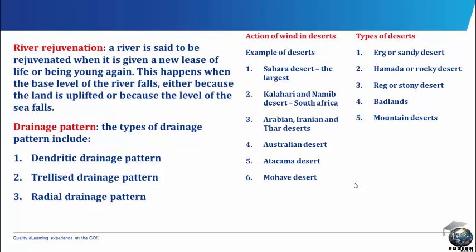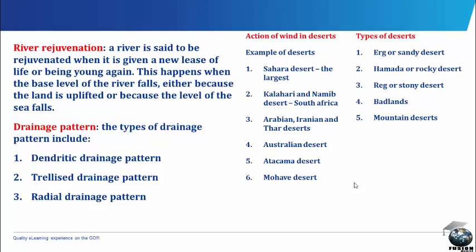The radial drainage pattern occurs when streams or tributaries flow outward and downhill from a dome or volcanic cone, and thus give rise to a radial drainage pattern, just like the spokes of a bicycle wheel.